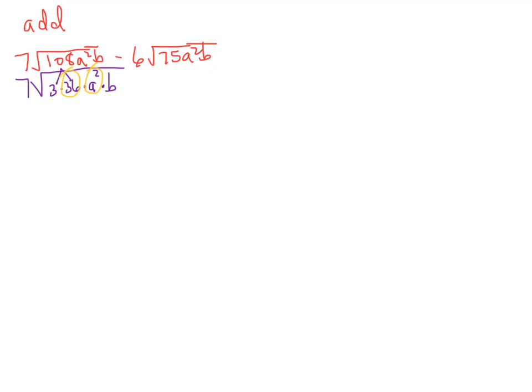Now 36 is a perfect square, and a squared is a perfect square. So I'll do the same thing with the second radical. 75 is going to be 3 times 25, and then I left the a squared and the b. And then 25 and a squared are both perfect squares.